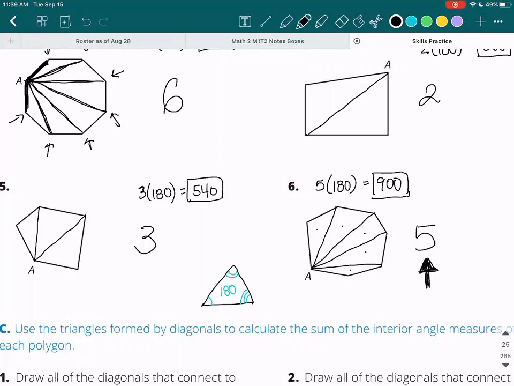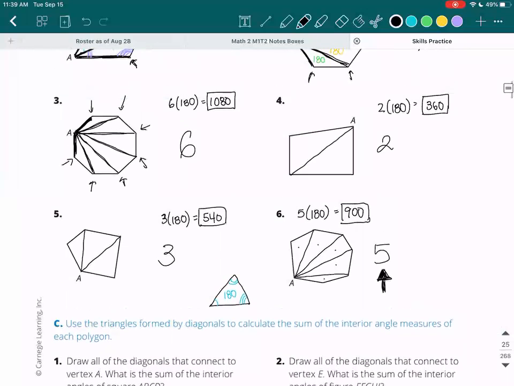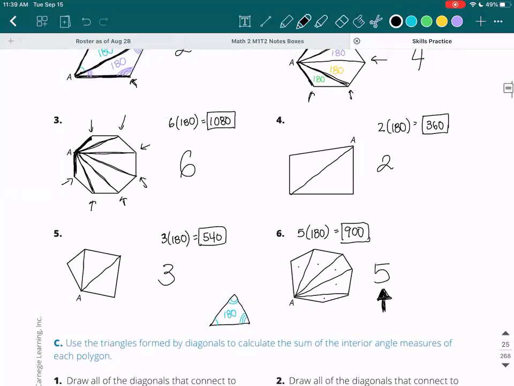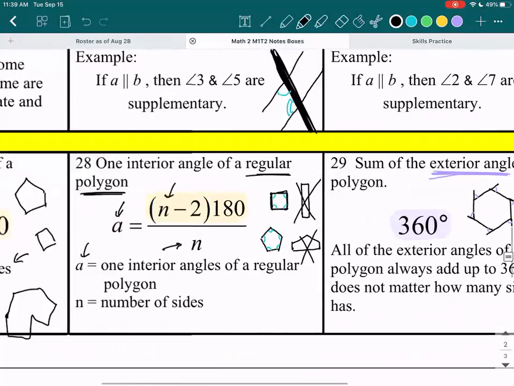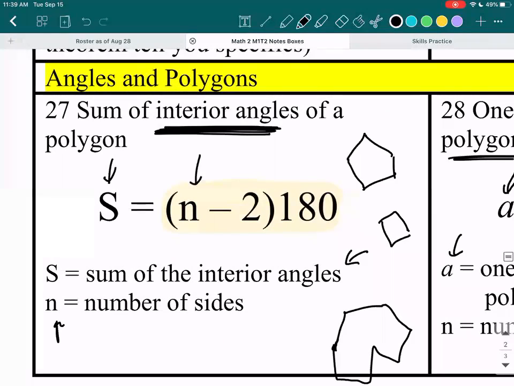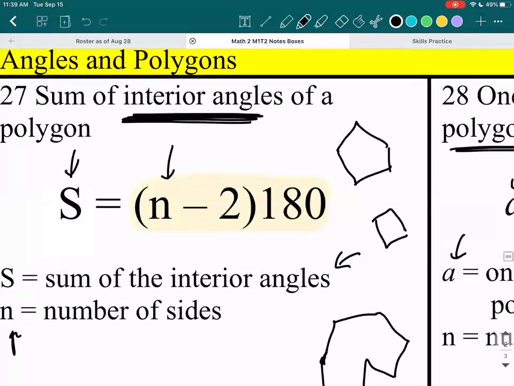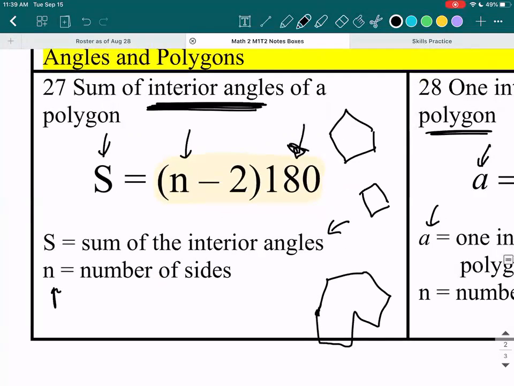All right, good job. So we finished using the triangles formed by the diagonals to calculate the sum of the interior angle measures of each polygon. And so this, by the way, is a key to the formula that we did in the notes. So we calculated the sum of interior angles of a polygon. And notice here that in our formula, we are multiplying by 180. And this number in the front that we are multiplying by 180 is n minus 2.